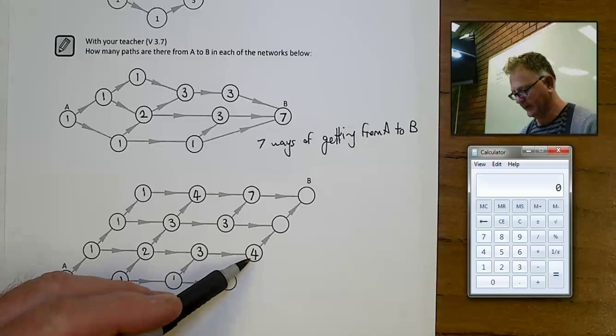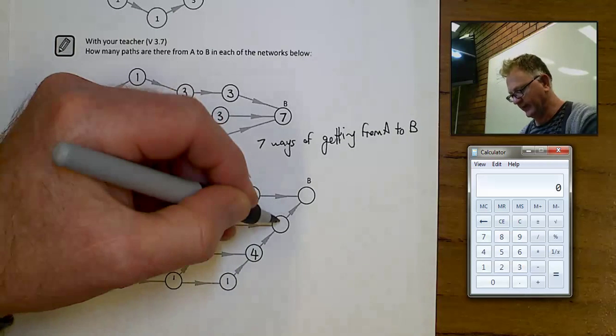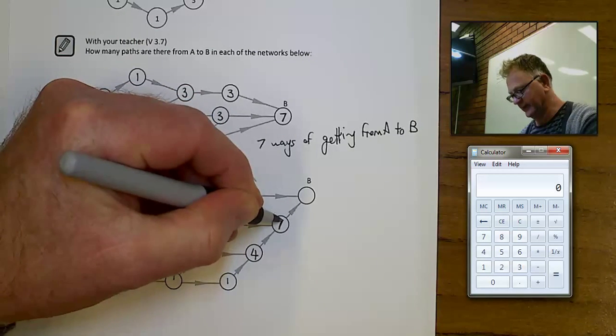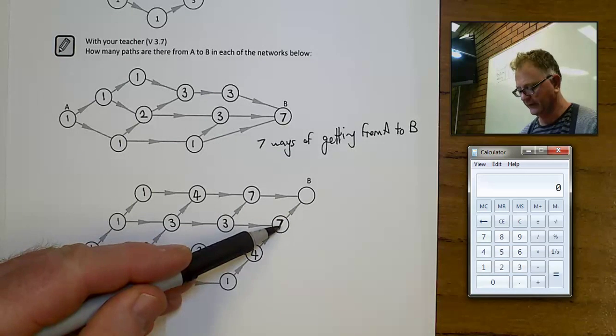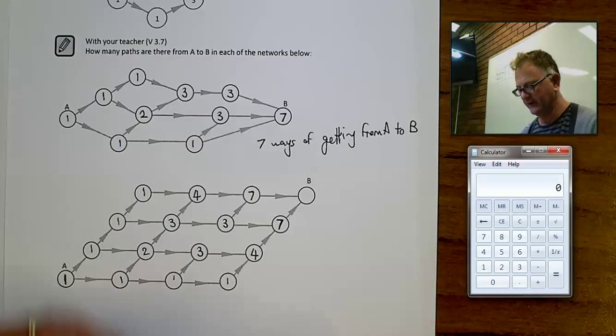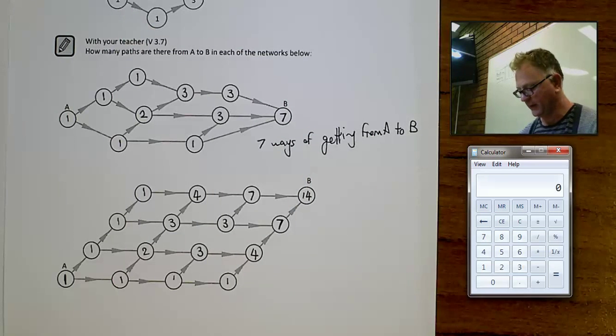Well, there are 4 ways of getting here and 3 ways of getting here, 7 ways of getting to here, and our last point B, there are 7 ways you can get to here and 7 ways you can get to here. That's 14 different paths you can use to get from A to B.